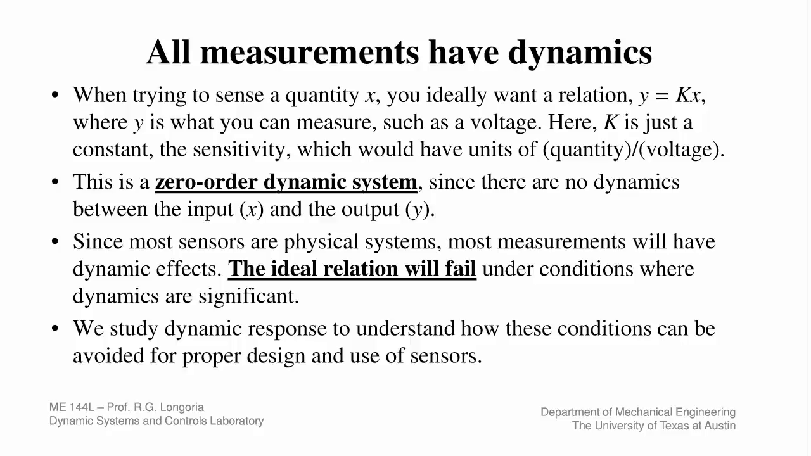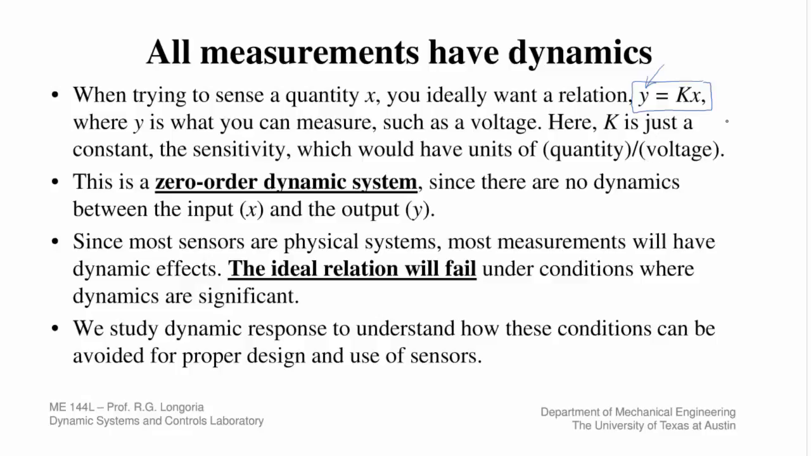Let's start off just by thinking about an ideal measurement. When you're trying to sense any kind of quantity, let's just conceptually say that that's some measurable quantity X. The best case scenario is if you had a sensor where you could measure Y, and Y might be like a voltage. So if you had a constant K, that's the best case scenario. This is just some constant. The K has units of whatever that quantity is per unit voltage.